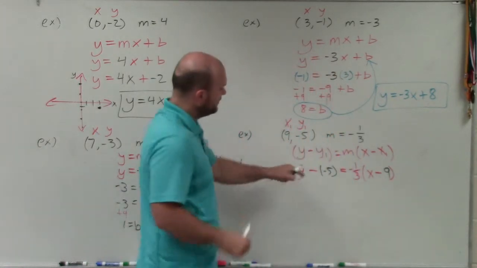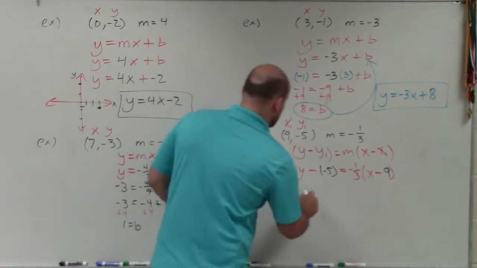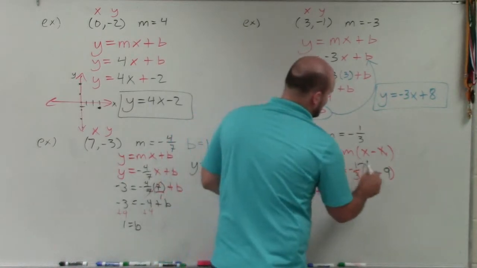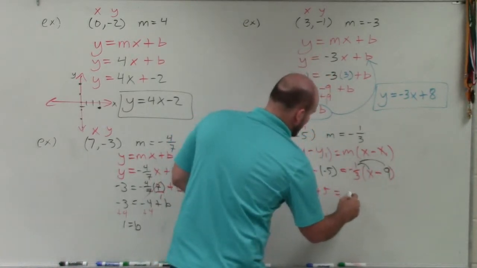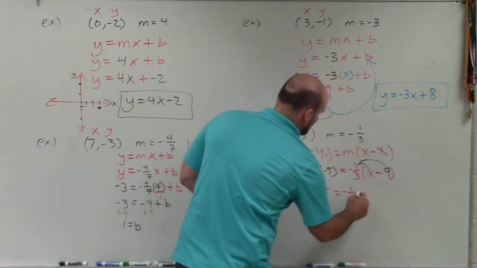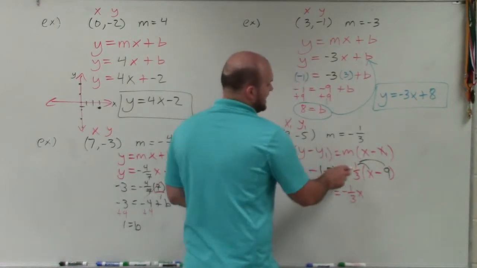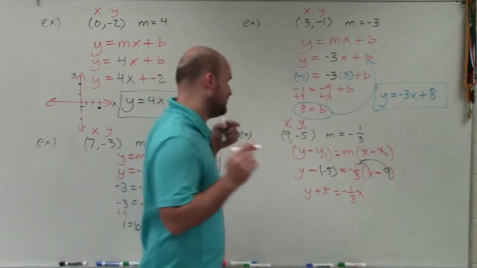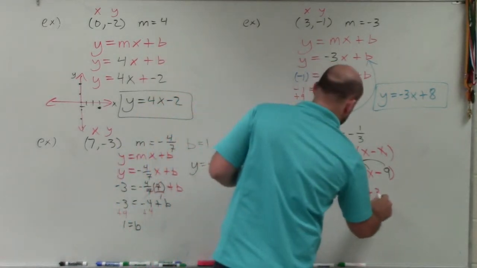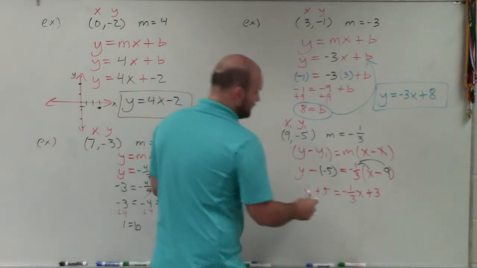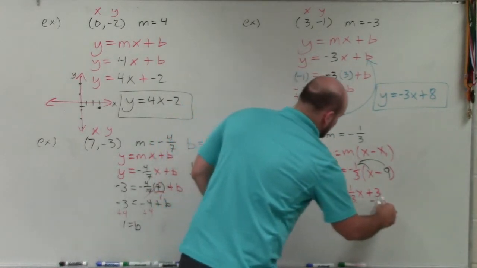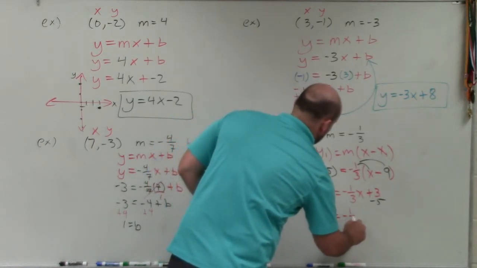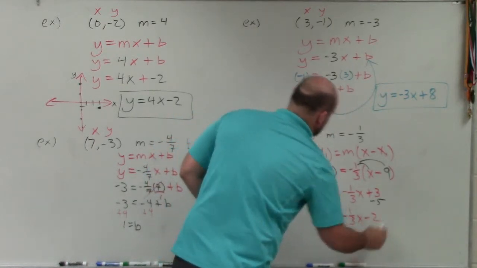OK, so now we know that y minus a negative is going to be y plus 5 equals, then I have to apply the distributive property over here. So in doing that, I get negative 1/3 x, and then negative 1/3 times negative 9 is going to be a positive 3. Then I just solve for y. So I subtract 5, and my final answer is y equals negative 1/3 x minus 2.